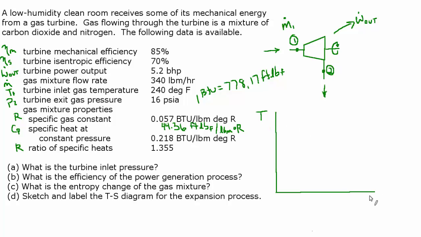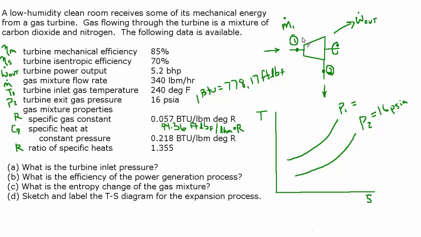T being temperature, S being entropy. And on TS, the pressure curves, or the lines of constant pressure, look kind of like this. So we'll call this P1 and P2. And we know P2 is 16 psia, and we don't know P1. That's one of the first things we want to find.